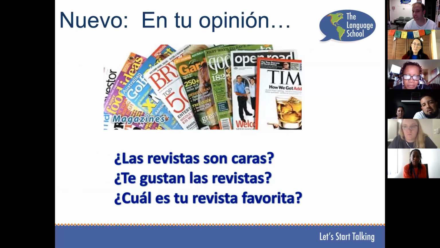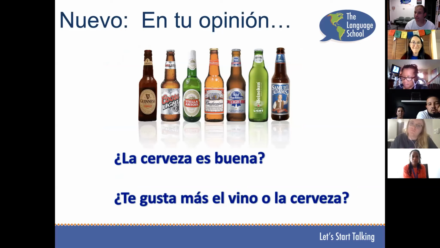Daisy, ¿las revistas son caras? ¿Cómo se dice son caras? Are the magazines expensive? Sí, las revistas son caras. Ok. ¿Te gustan las revistas? Sí, me gustan las revistas. ¿Cuál es tu revista favorita? Mi revista favorita es Time. Bien.